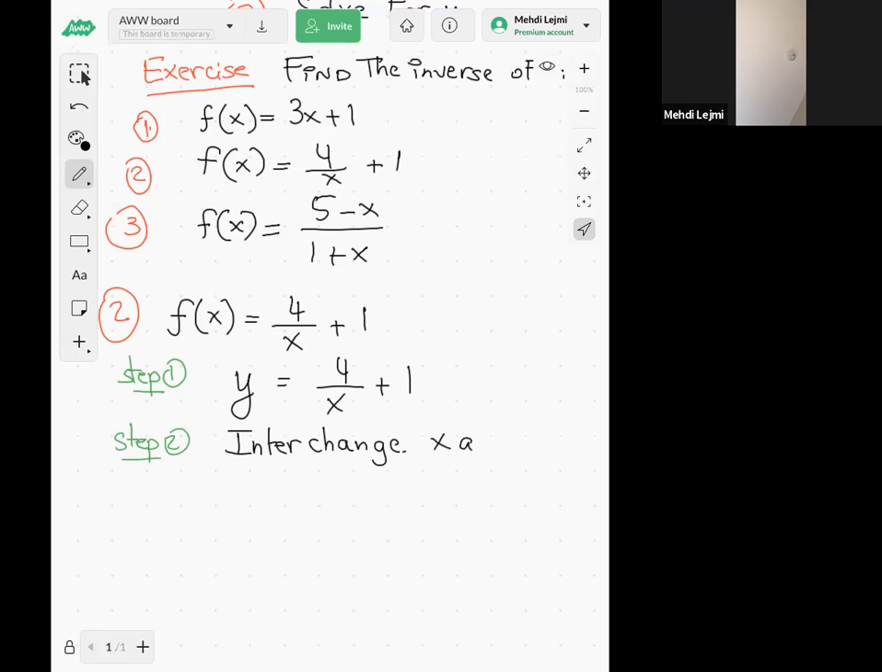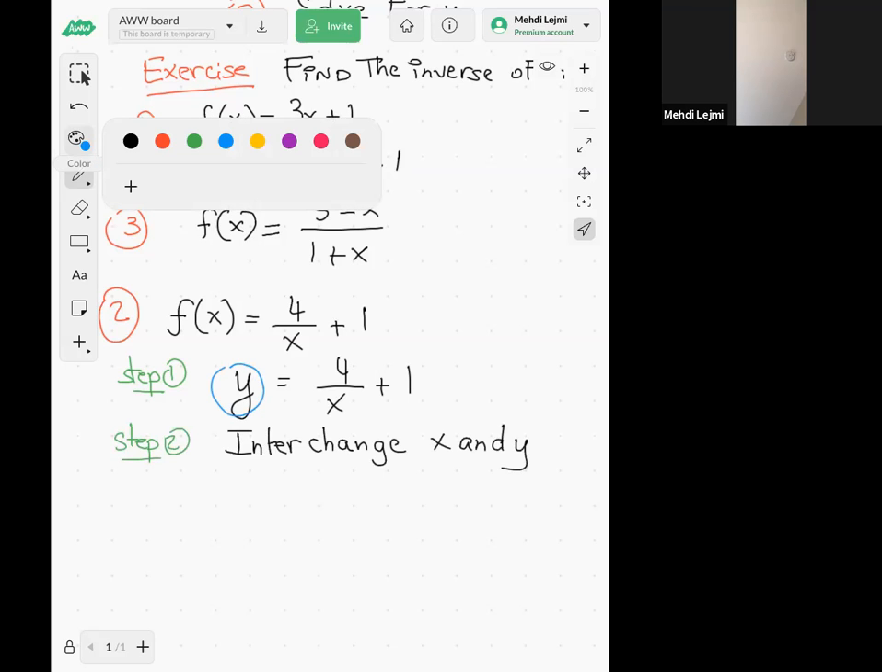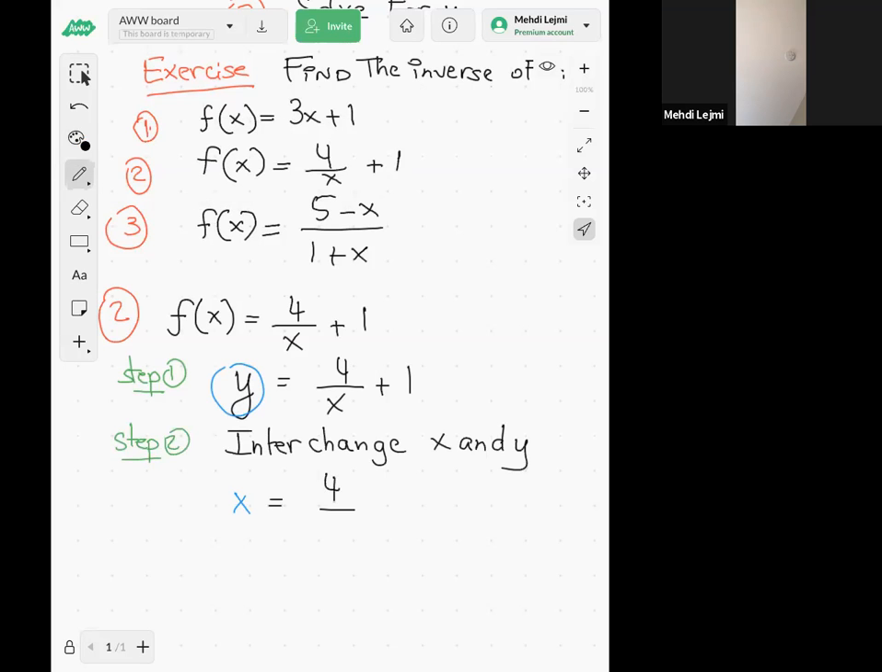X and y. So in this example, this y here becomes x. So that will be x equals 4 over, and the x becomes y. So this x here becomes y. So here is going to be y, and then there's a plus 1.